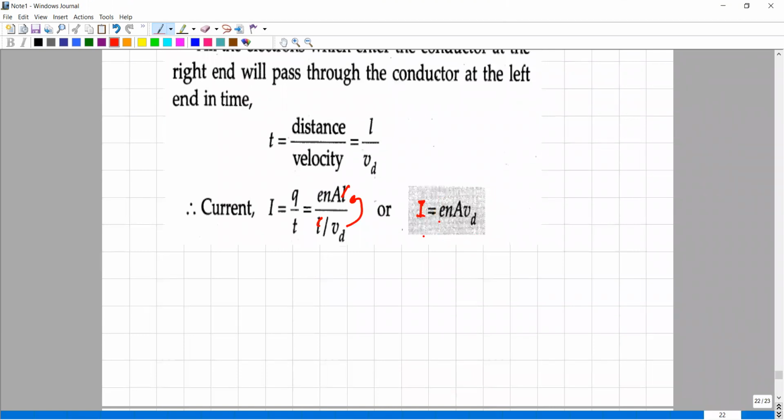Again, you see this makes sense also. If the drift velocity is high, that means more electrons are crossing the conductor per unit time, and more will be current.